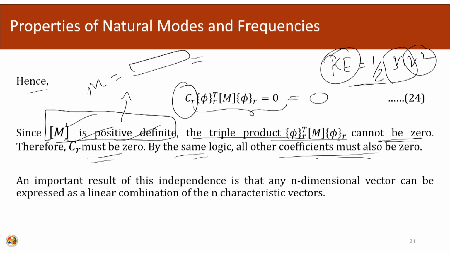An important result of this independence is that any n-dimensional vector can be expressed as a linear combination of the n characteristic vectors. This is an important corollary which can be derived from the independence of the modes. All the modes are independent. One mode cannot be written in terms of any algebraic sum of the other corresponding modes. So, we proved the orthogonality, and we proved the independence of the modes.